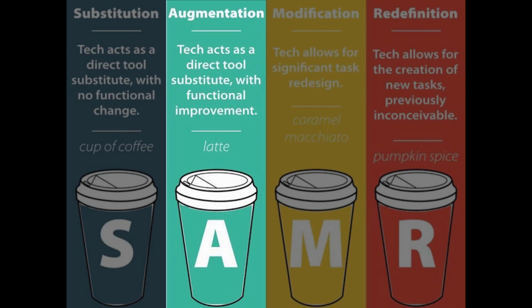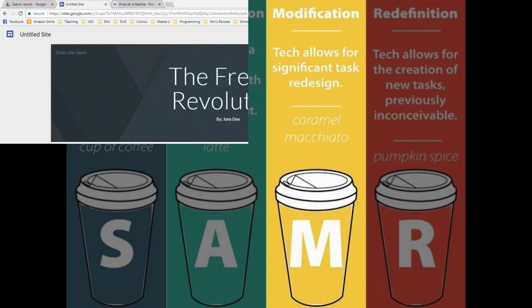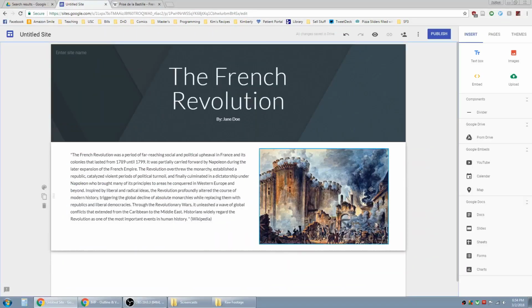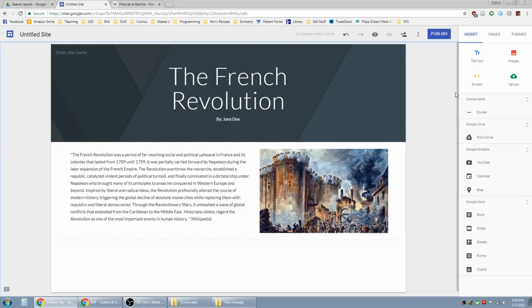Remember, activities in the augmentation level leave the assignment fundamentally unchanged, but they do provide some additional options to enhance the learning. Now, modification is where it really starts to get fun, because teachers can make significant enhancements to the instruction and assessment. An example would be having students work in groups to create web pages using Google Sites instead of just simple, boring old research papers.